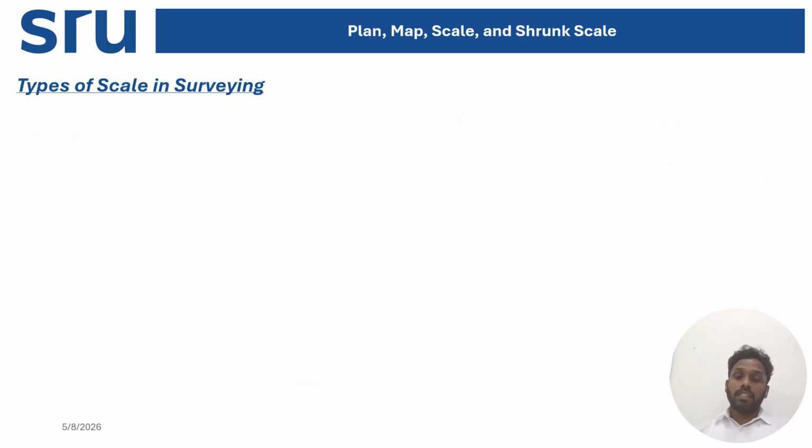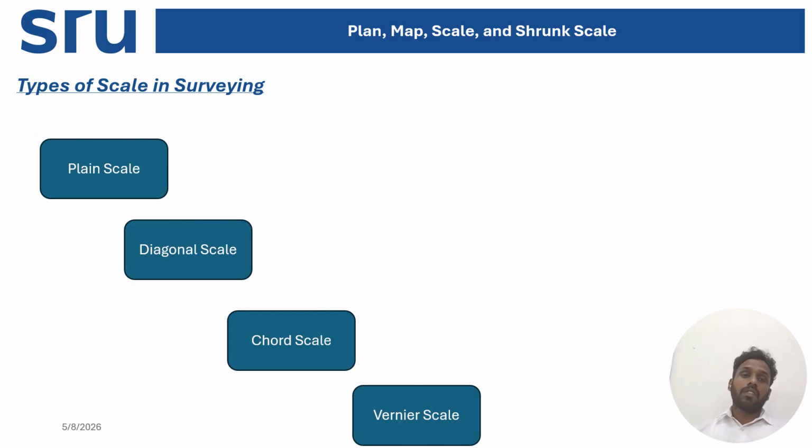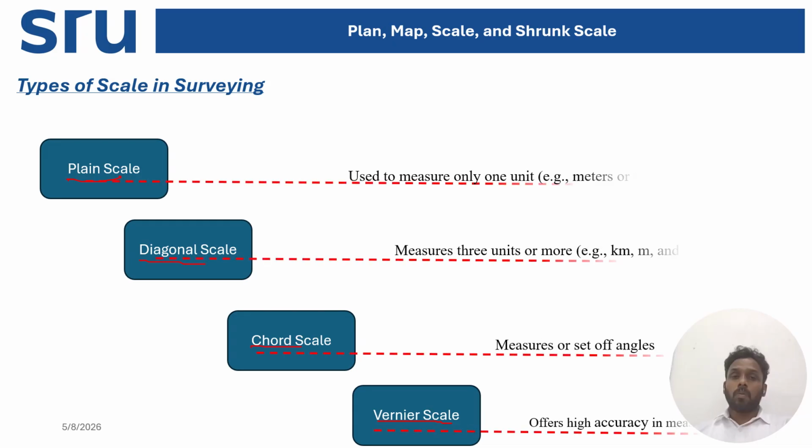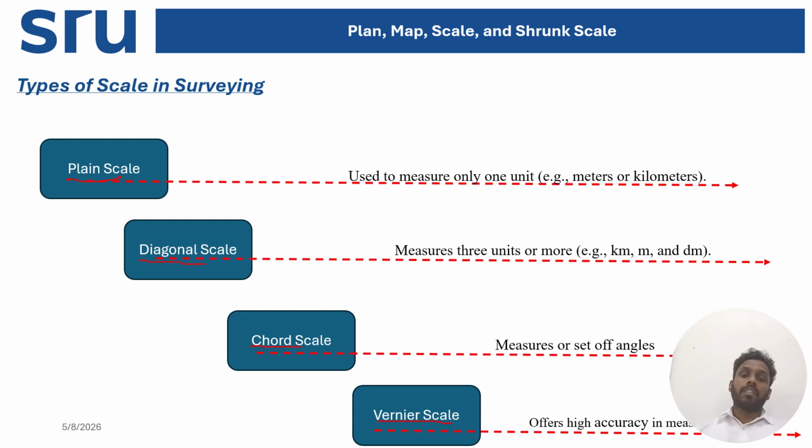Types of scales in surveying. The first one is a plane scale, next is diagonal scale, next is chord scale, and next is vernier scale. What is a plane scale? A plane scale is used to measure only one unit, for example, meter or kilometer. When you are measuring a distance and it measures only one unit, a meter or kilometer, then that scale is called a plane scale.